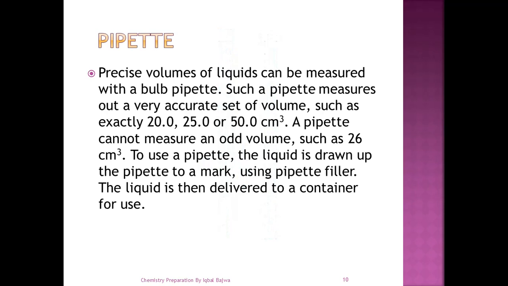Pipette. Precise volumes of liquids can be measured with the bulb pipette. Such a pipette measures out a very accurate set volume, such as exactly 20, 25, or 50 centimeter cube. A pipette cannot measure an odd volume such as 26 centimeter cube. To use a pipette, the liquid is drawn up the pipette to a mark using a pipette filler. The liquid is then delivered into a container for use.